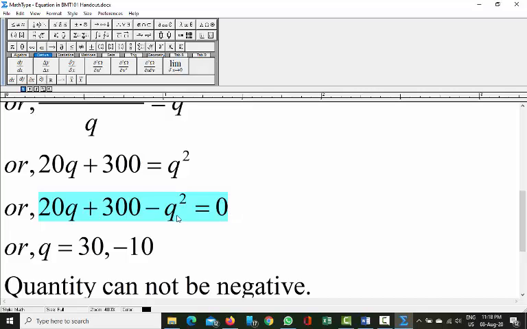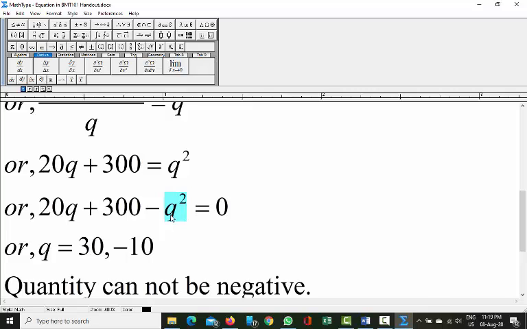You can see here this is a second degree equation. How did we get this? Because Q is the variable, and in this equation the highest power of the variable is 2. So this is a second degree equation, and we can solve it using the calculator.